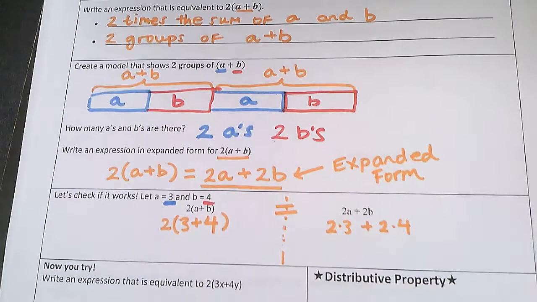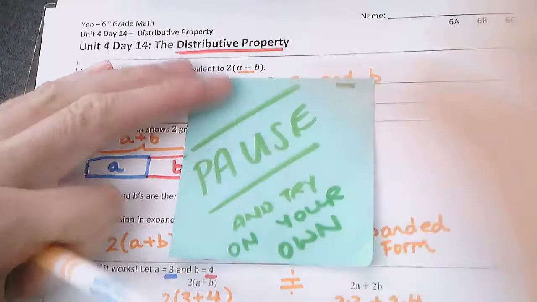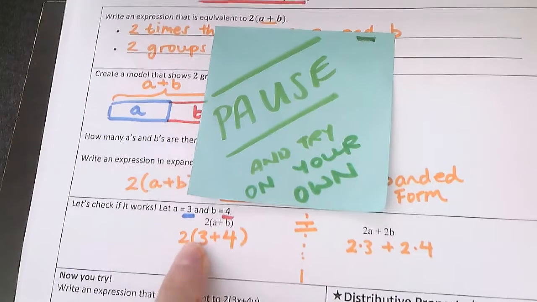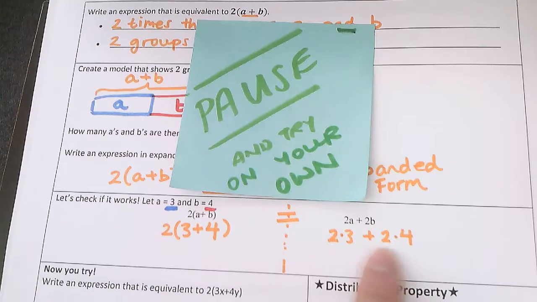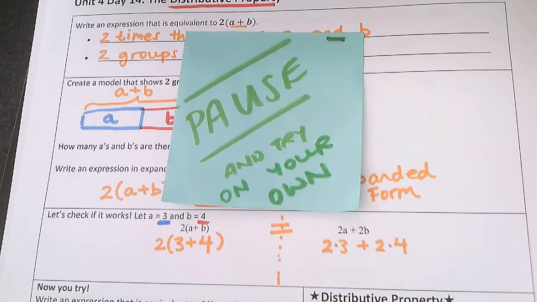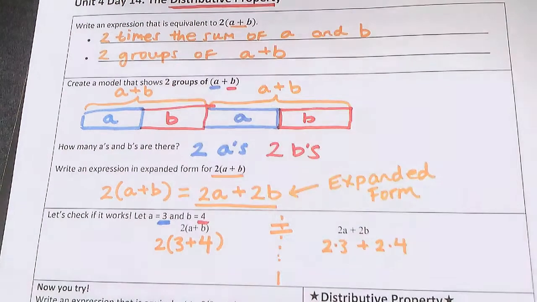Okay. Now what you're going to do is you're going to pause real quick. Evaluate this expression all the way here, see what number you get. Evaluate this expression all the way here and see what you get, and see if they are equal to each other. So let's pause, try that right now to see if they're equal with each other. And now you are resuming.